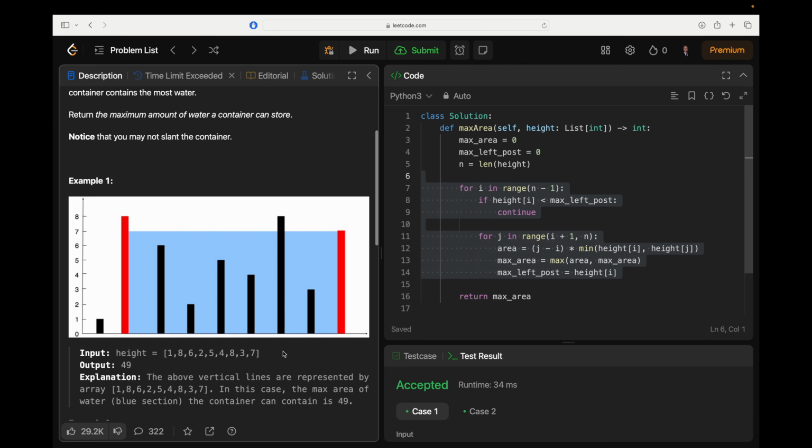Because the second we find the tallest post on the right, well, sort of. Because it is possible that a post on the right is shorter but results in a larger container, provided the distance is long enough. It's just not possible.